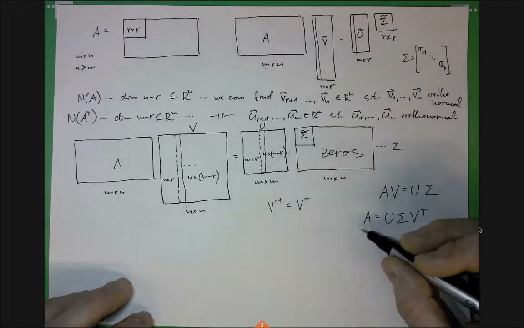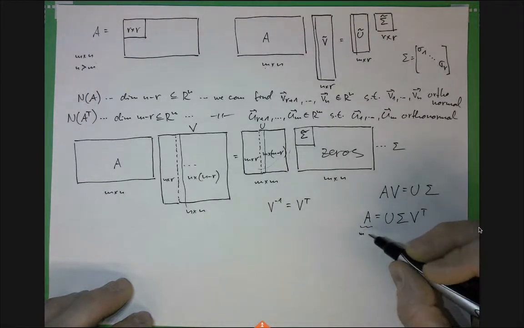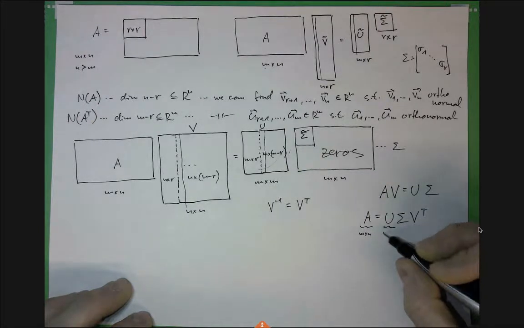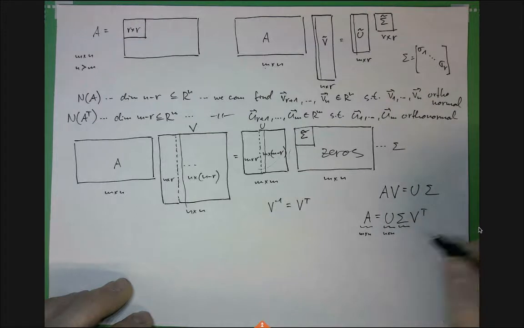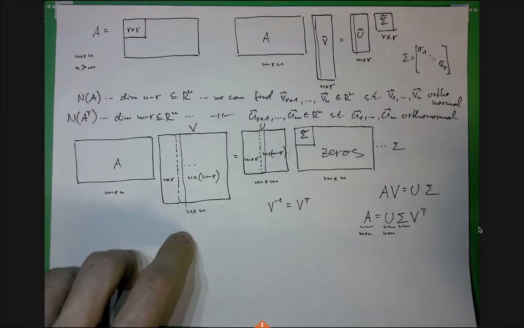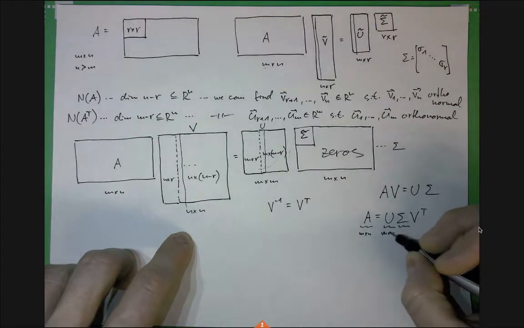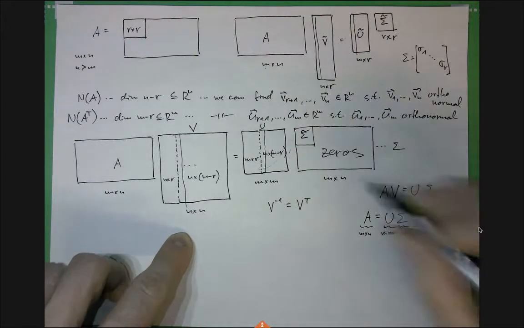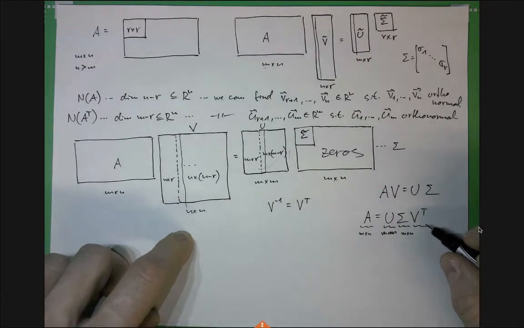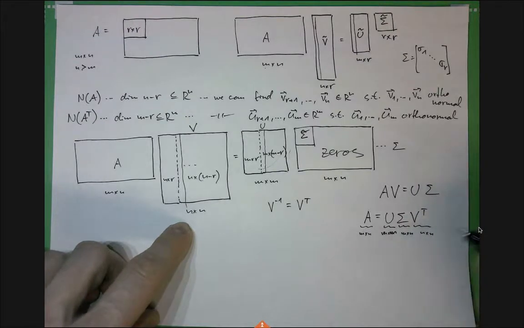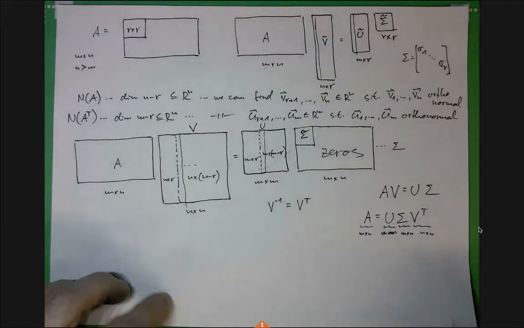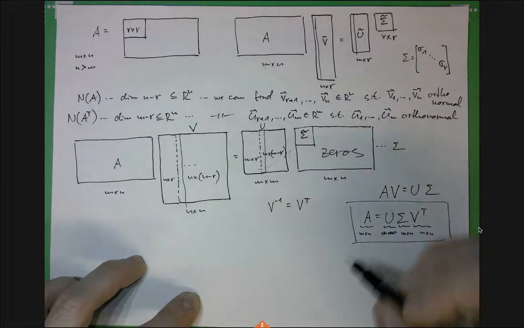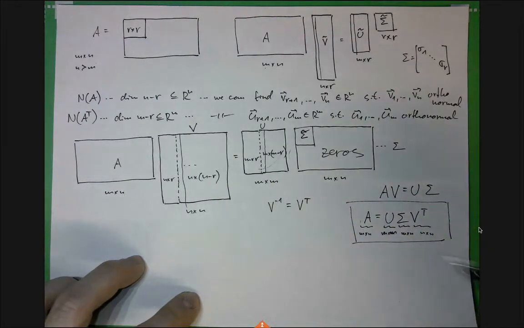And check the dimensions, can't hurt. This is m by n. This U was, oh wait, this was m by m. Sigma is m by n. That's the only rectangle there. And the V transpose is still n by n. So the dimensions work. And this thing is the singular value decomposition of A.